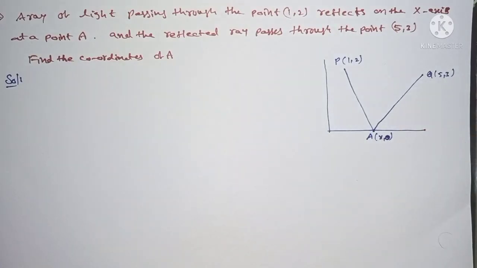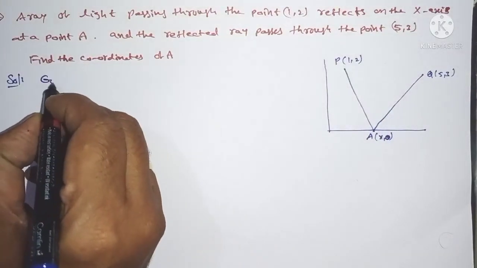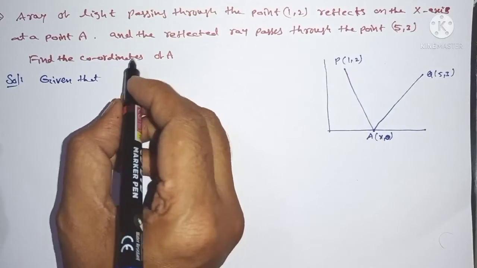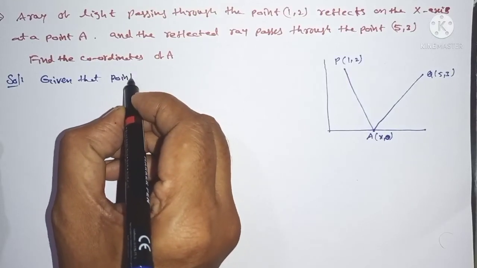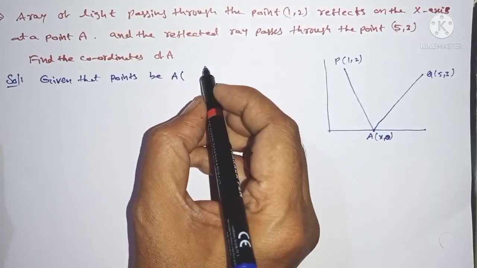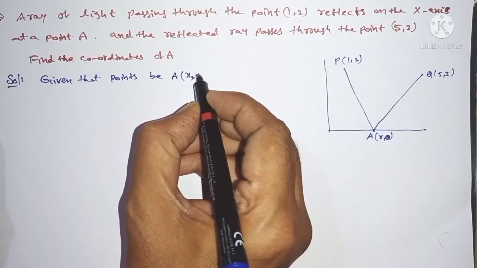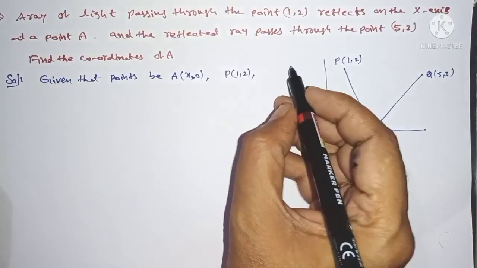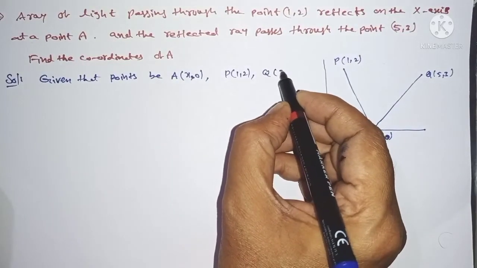Therefore, AQ is passing through the point 5 comma 3. Find the coordinates of A. You can find the A vertices. Given that solution, observe here. Given points: A of x comma 0 and P, assume it is 1 comma 2, Q is 5 comma 3.